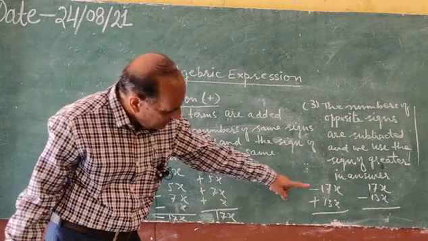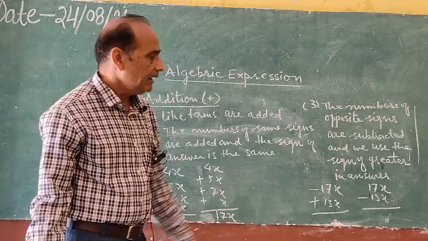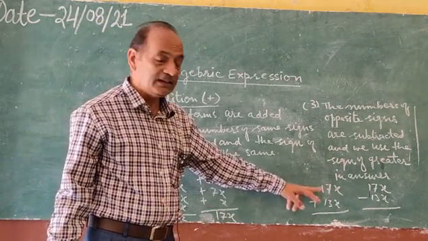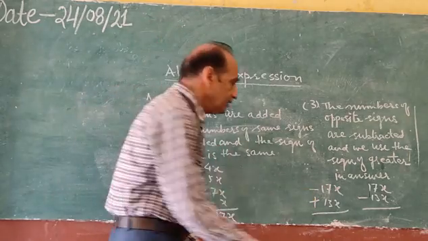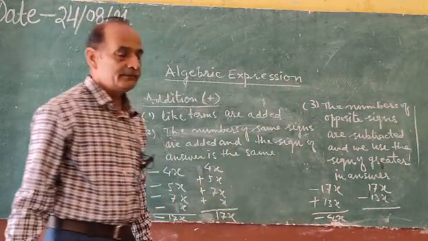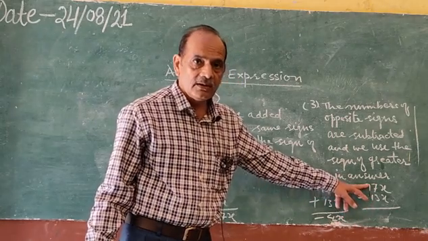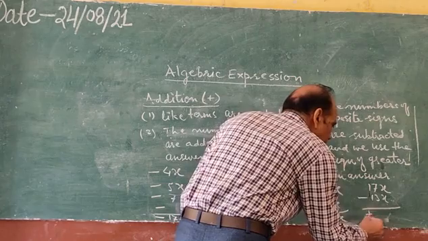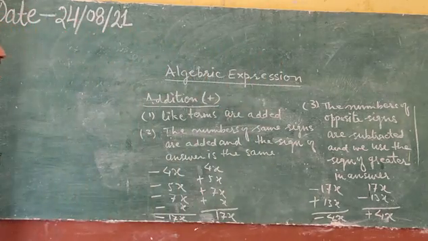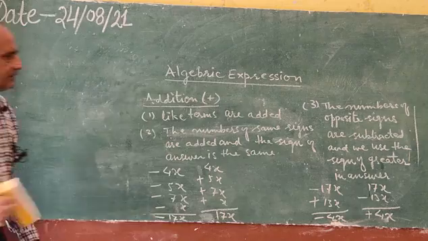Now these are two numbers which have opposite signs, so they will be subtracted, and in the answer we use the sign of greater number. Which sign does the greater number have? Minus. So we will use minus here and then 4x. 17 minus 13 means 4. Here 17 is greater than 13 and 17 has positive sign, so the answer will be plus 4x. So these are three rules for addition in algebra. Now we will start subtraction.